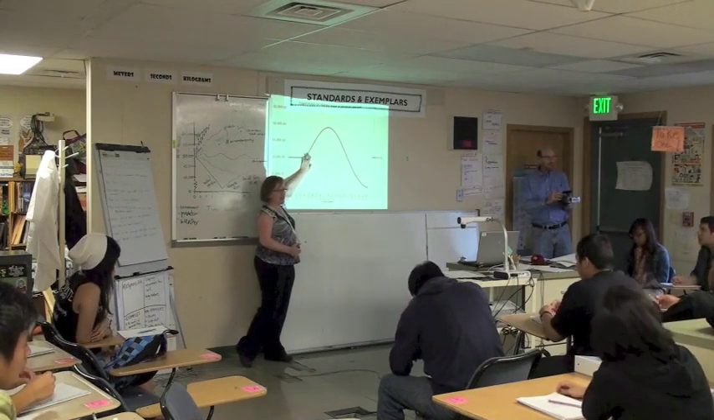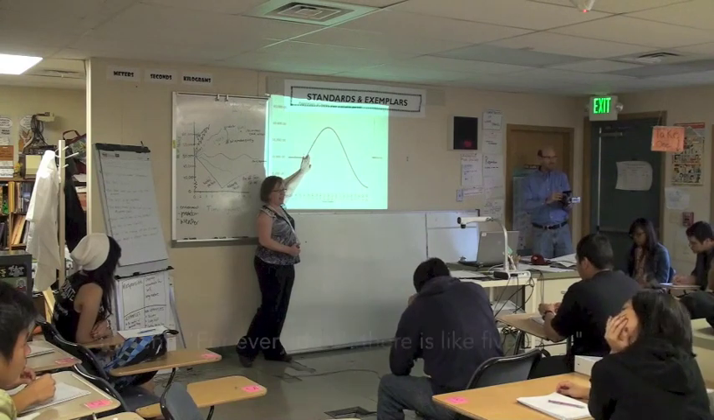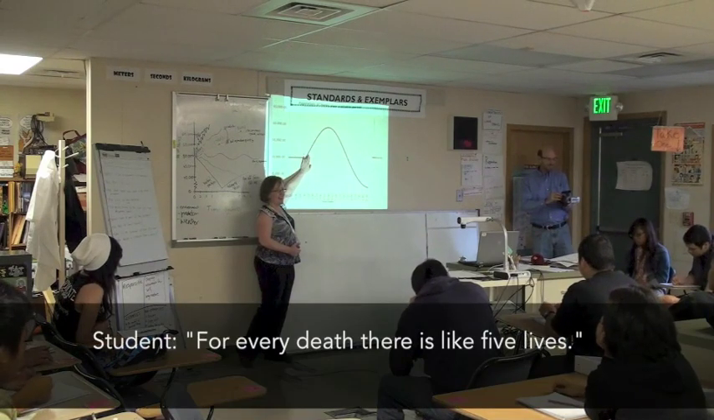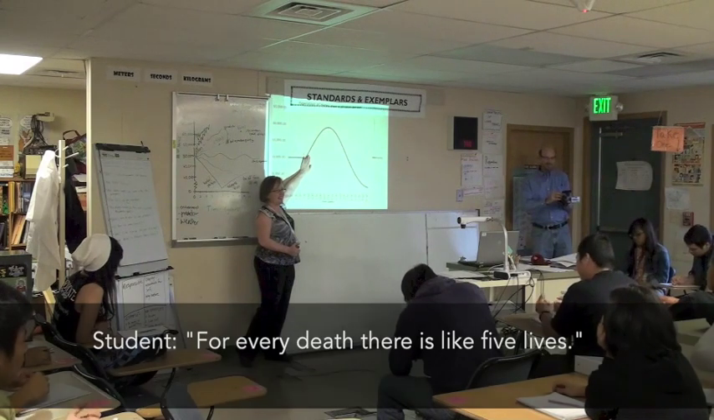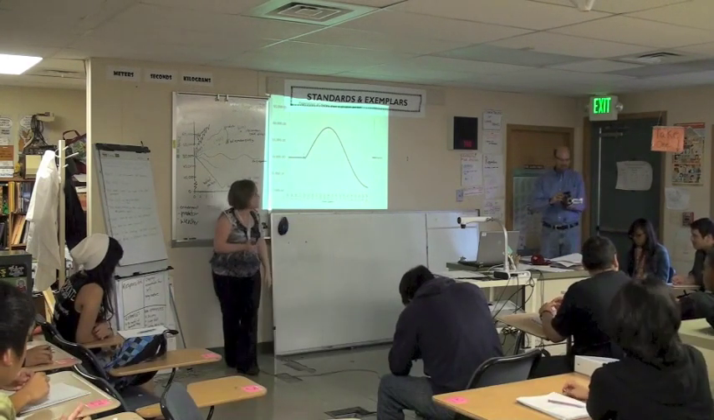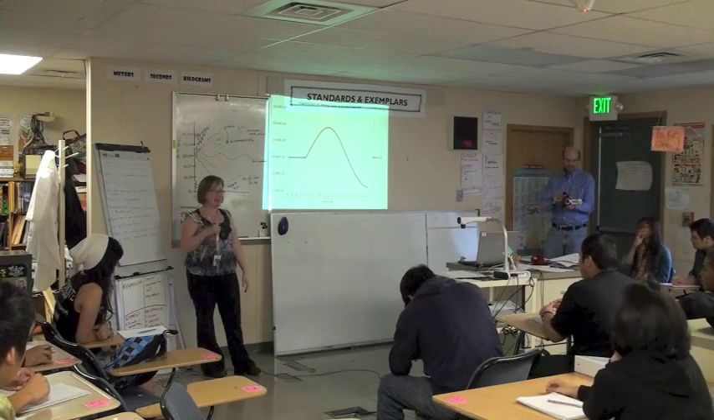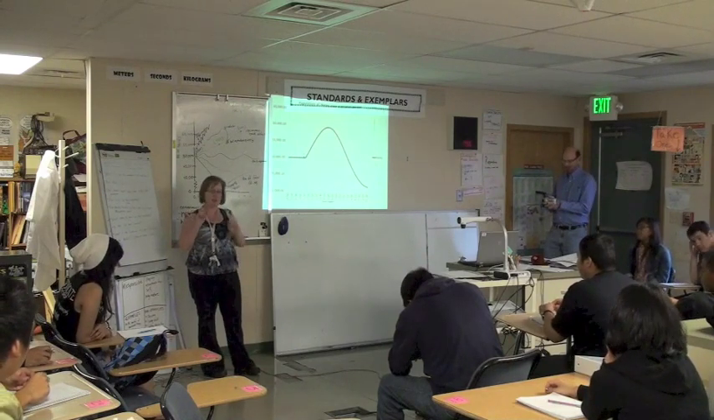How do deaths and births compare here? Every death is 5 lives. Okay, so there's more lives than deaths here. Yeah. Okay. All right. So now it's A's turn again, or if your group had 2 A's, it's the other A.